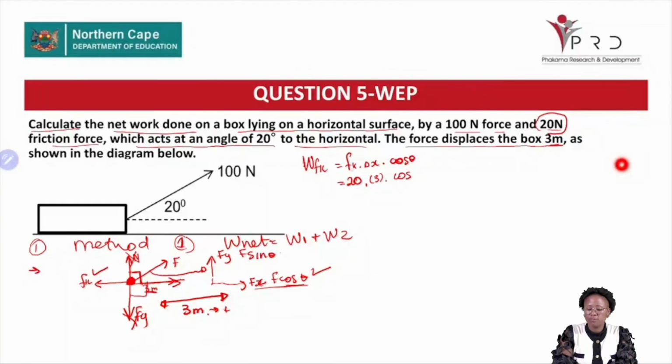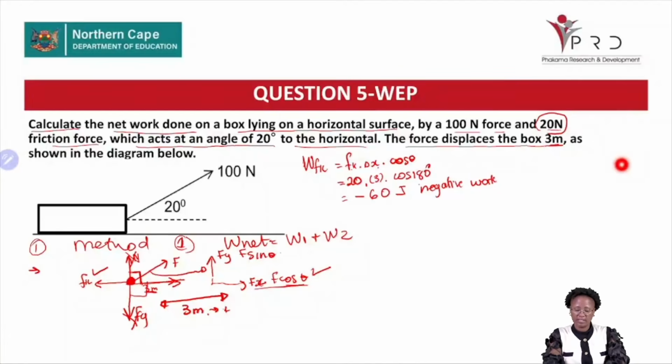What will be the angle between the force and the displacement? They're in opposite directions, so cos will be 180 degrees. So this will give you negative 60 joules. This will give us negative work. Negative work is done. That means that energy is leaving the system.